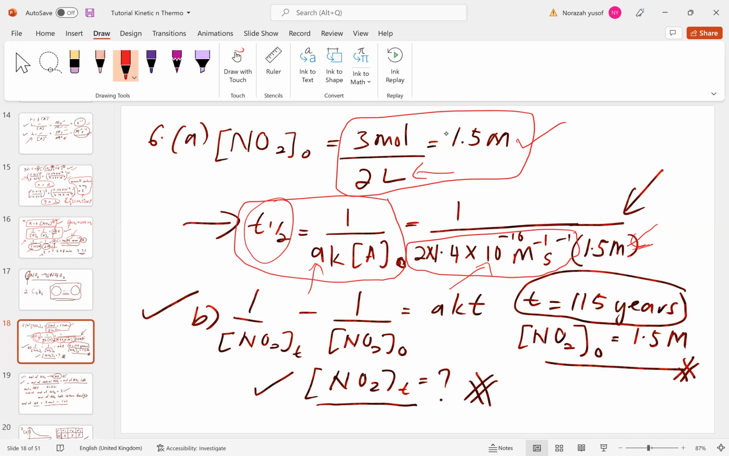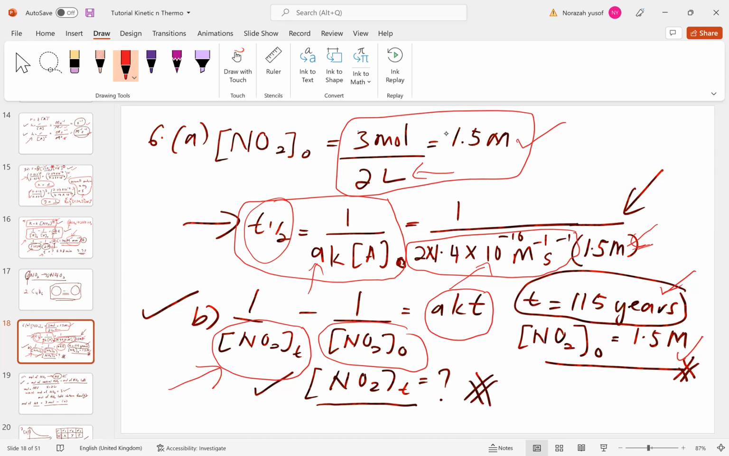So B, refer to part A, what concentration and how many grams of NO2 remain after 115 years. Okay. So yang ni kita kena guna formula ni. So formula ni pun kita tahu this is for second order reaction only ya. Integrated form for second order reaction. So what information that you need? NO2 after 115 years. So NO2 original sama 1.5 molar. Okay. Yang kita nak kira NO2 after 115 years. So K kita tahu, kita masukkan nilai T ya. T yang ini.